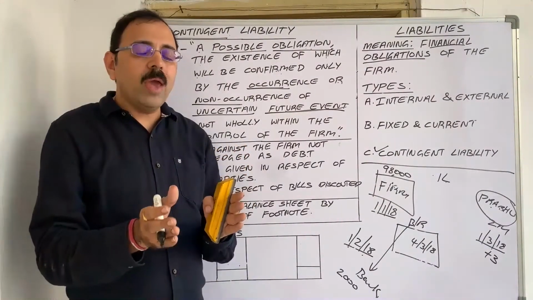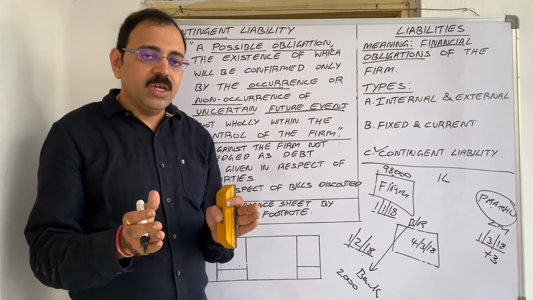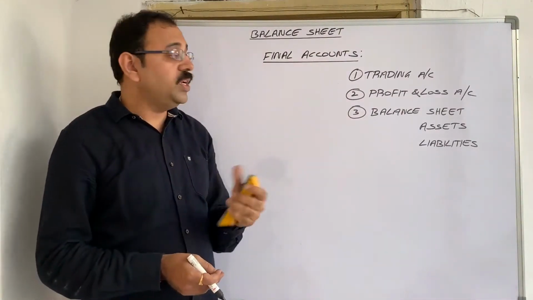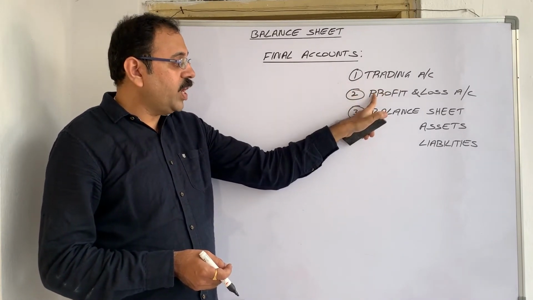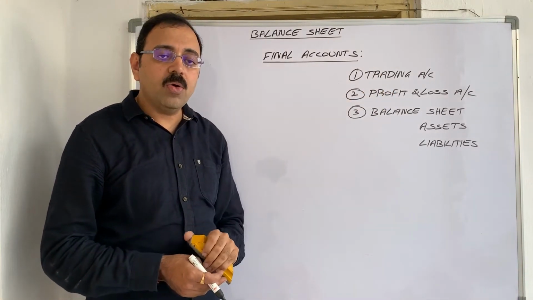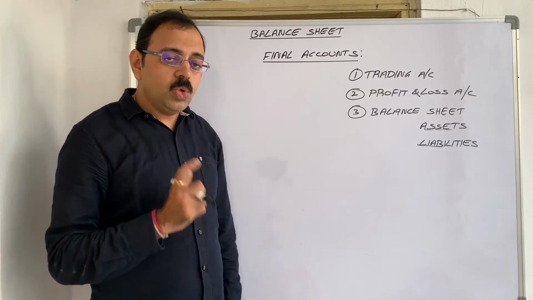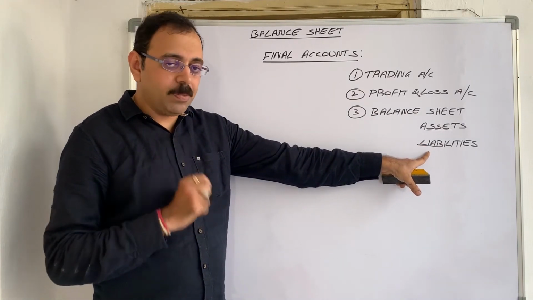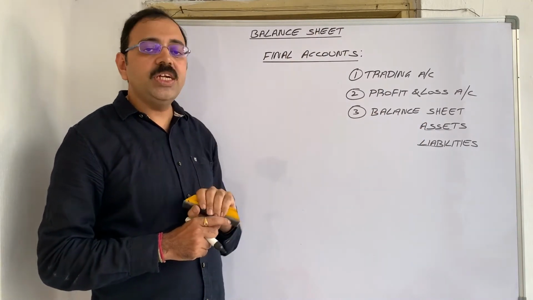Now you came to know about the meaning and types of assets and liabilities. With this knowledge, now let us see how to prepare a balance sheet. For a trading concern, final accounts include 3 reports: trading account, profit and loss account, and balance sheet. About trading account and profit and loss account, I made another video. That video link I am giving in the description box. To know the meaning of balance sheet, we should know about the asset and liability meanings and types. That part is completed. Now I am going to explain about balance sheet.